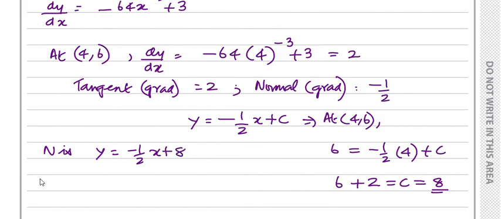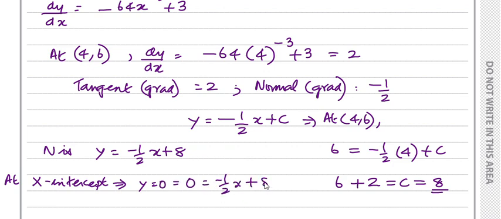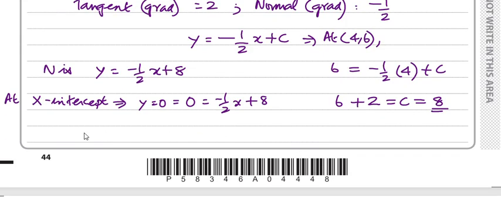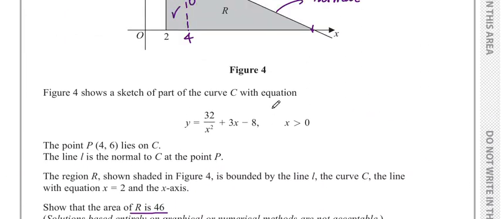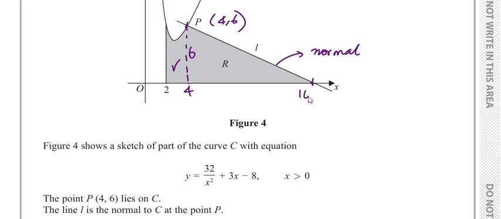Okay, then to find the x-intercept, we can say at the x-intercept y is equal to 0, right? So 0 is equal to minus half of x add 8. Therefore, 8 is equal to half of x, leading to x is equal to 16. So that's very important information for us. So we can mark this point as 16, 0. Therefore, the area of the triangle is quite easy now to find.